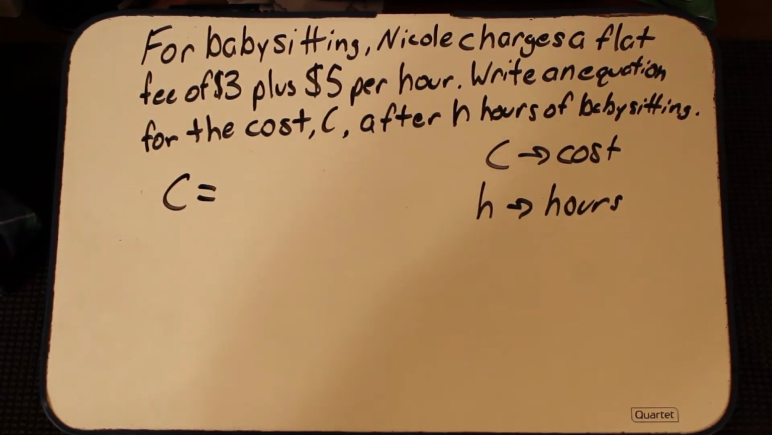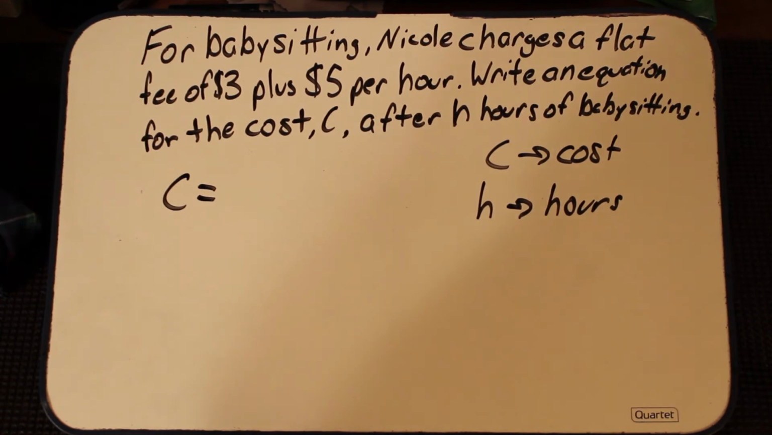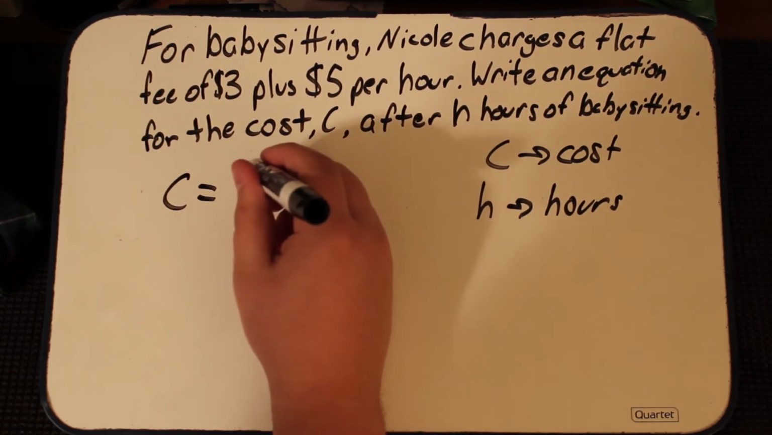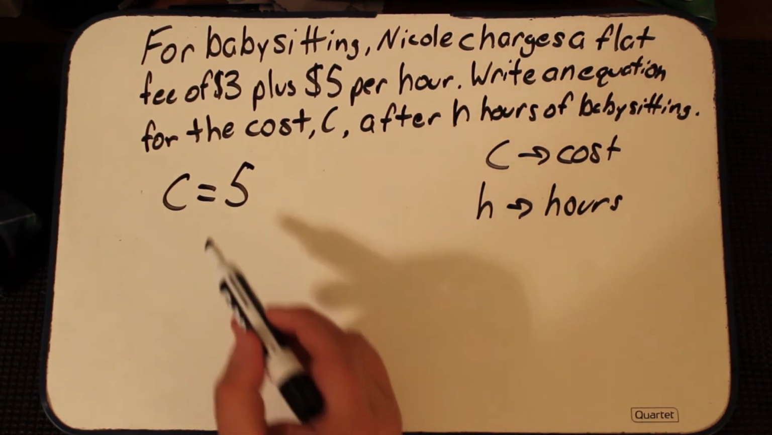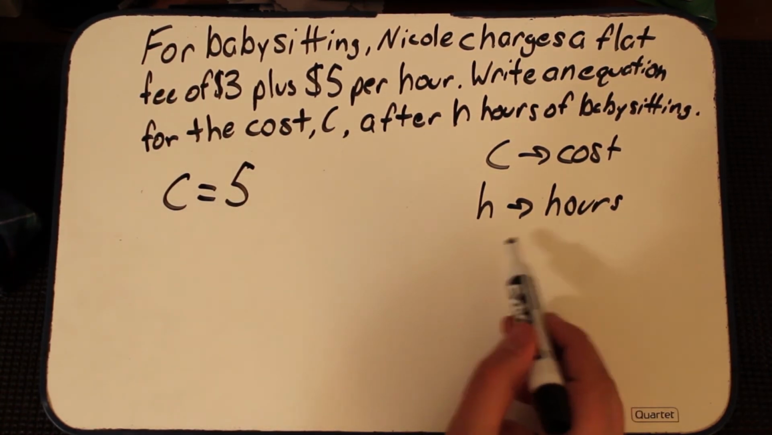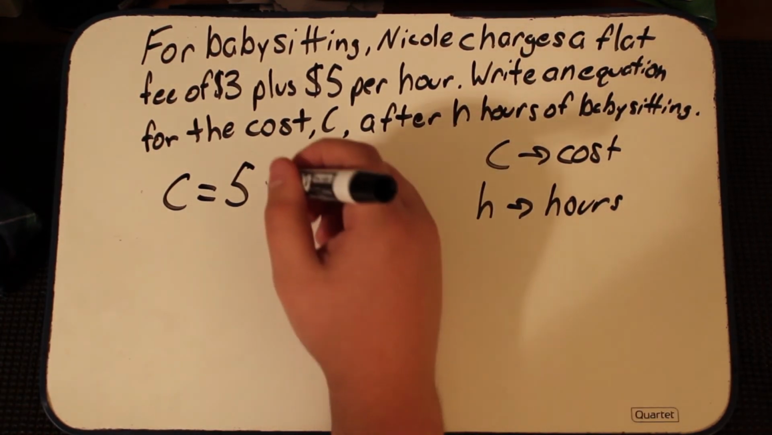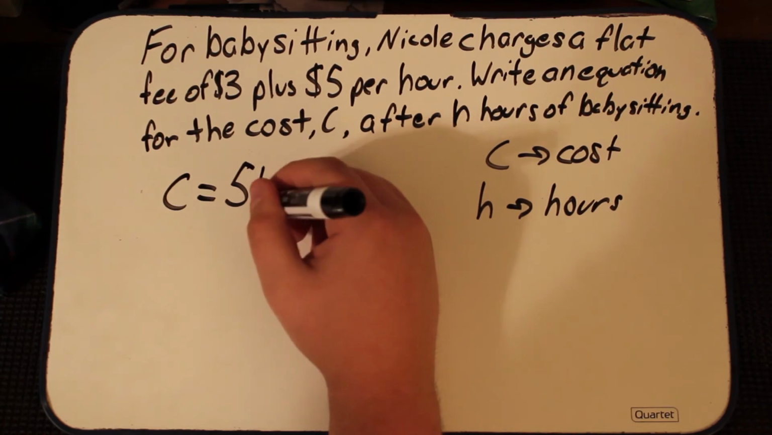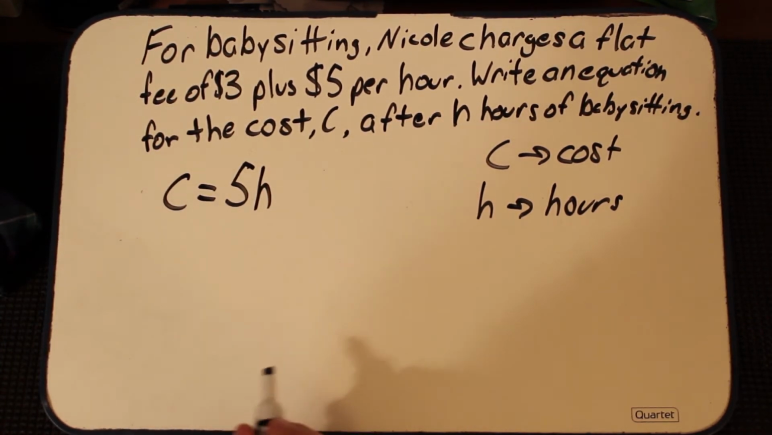Next thing I want to find is my rate of change, my something per something. Well, here we have $5 per hour. So I'm going to write that down. $5, and then to write down per hour, we would just multiply that $5 times the number of hours, or our variable H in this case. So we have 5H. So far, we have C equals 5H.